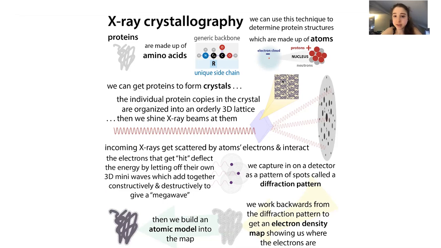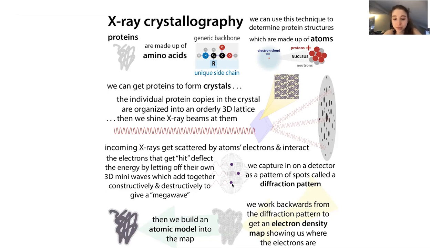The basic idea is you shine X-ray beams at the crystal, and these X-rays interact with the atoms in the protein. Those rays get scattered, and the scattered rays interact with one another. They produce this set of spots, this pattern, which we call a diffraction pattern.